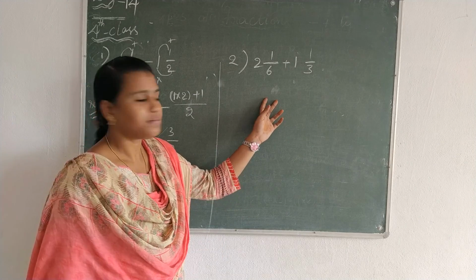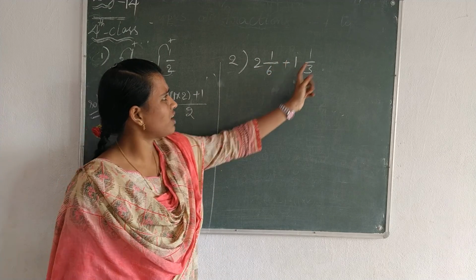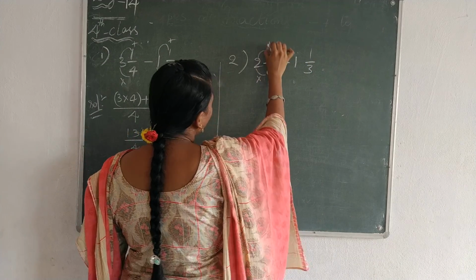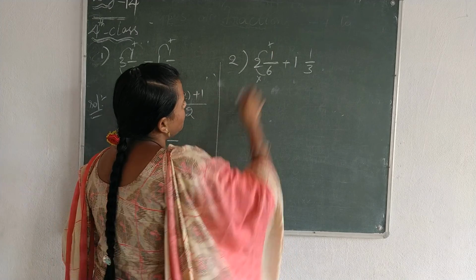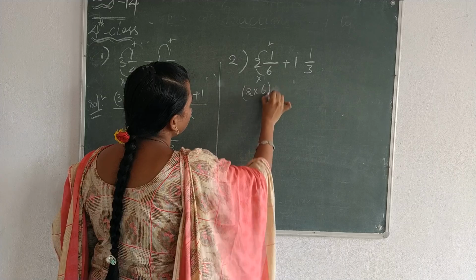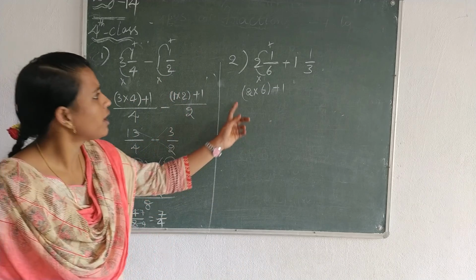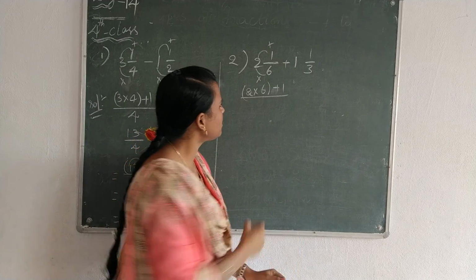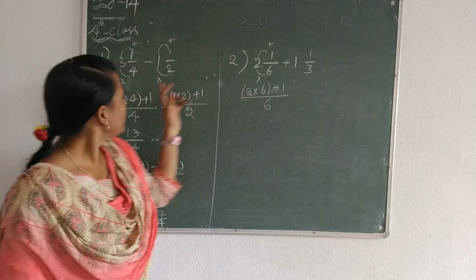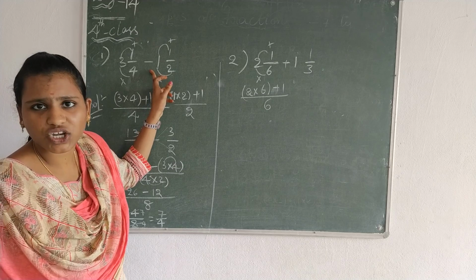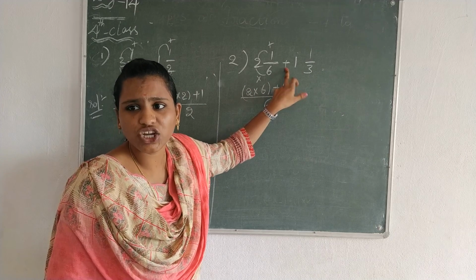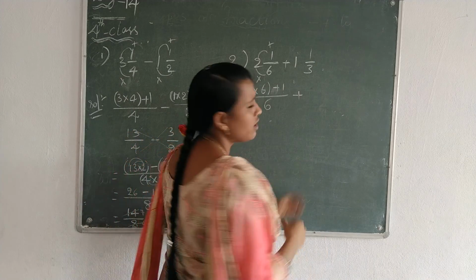Let's see this sum: 2 1 by 6, 1 1 by 3. Okay, let's multiply the denominator and whole number and add the numerator. Let's multiply 2 into 6 plus 1, by what is the denominator? 6. Let's write down 6. So here we did subtraction, right? That's why. See here, what is this? Addition. Let's add.